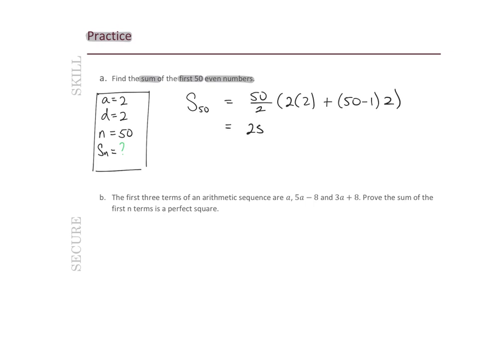Is 2550. Now if you wanted, you could use the alternative formula, so n over 2 (a plus l), and the 50th even number is 100, which gives you the same answer.